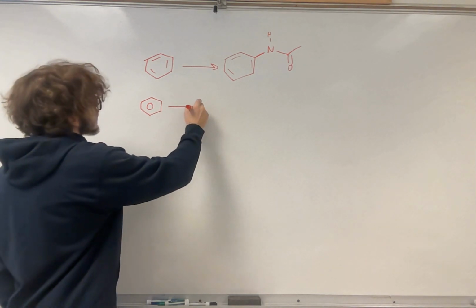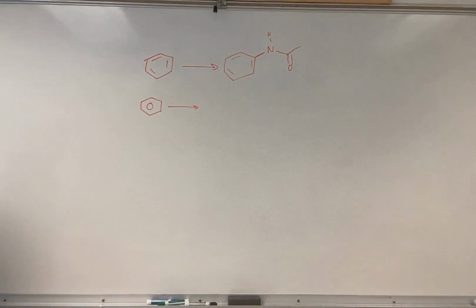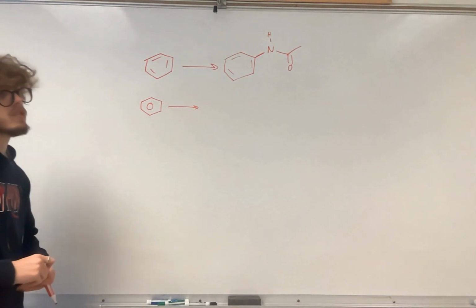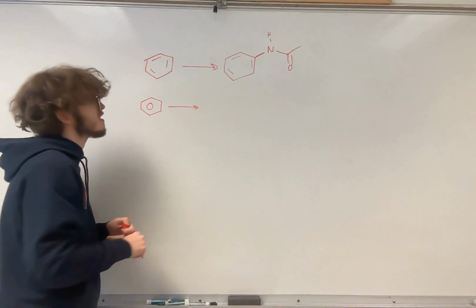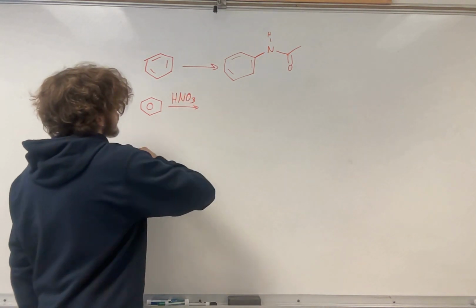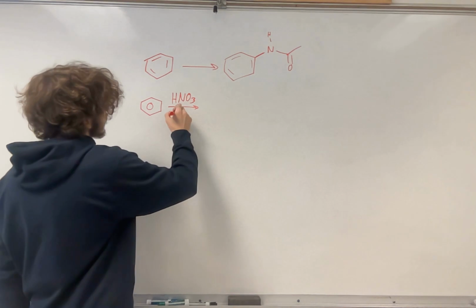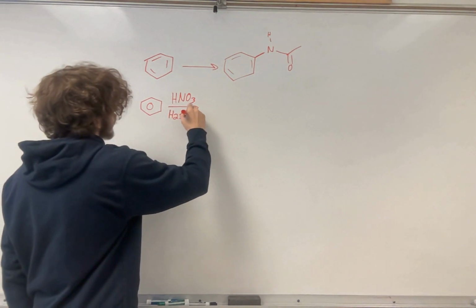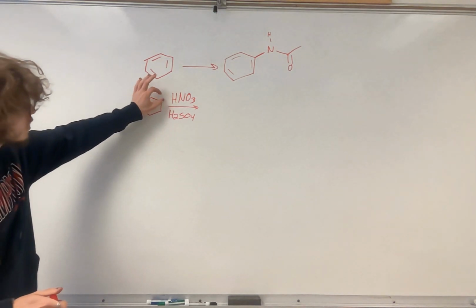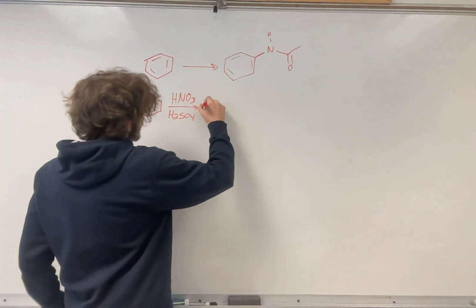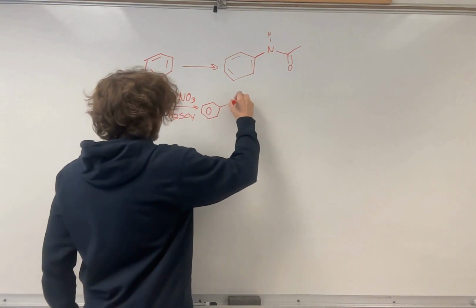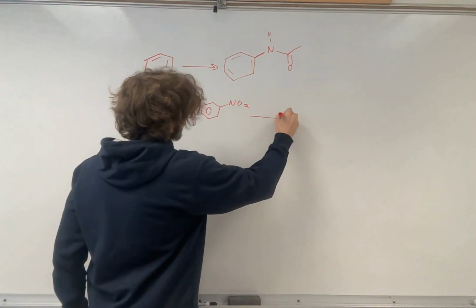Okay, so we have a benzene ring, and I know that I can add a nitrogen if I use nitric acid and H2SO4. That's nitration of a benzene. So HNO3, all right, that's nitric acid, and then we're gonna use H2SO4, right? What that's gonna do is make that NO2+ ion, and then it will just attach itself right here, right? Go through that sigma complex. So we have our NO2 group.